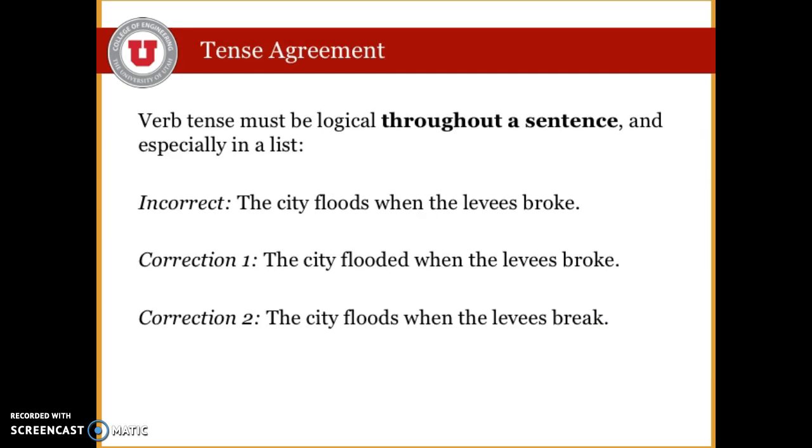Obviously, in sentences, we can have complex situations where we're talking about things that happen in the past that maybe trigger something in the present or the future, but everything must be logical. So here's an example of something that is incorrect. The city floods when the levees broke. This doesn't make sense because we're saying the city is flooding in the present tense of flood, when the levees broke is happening in the past.